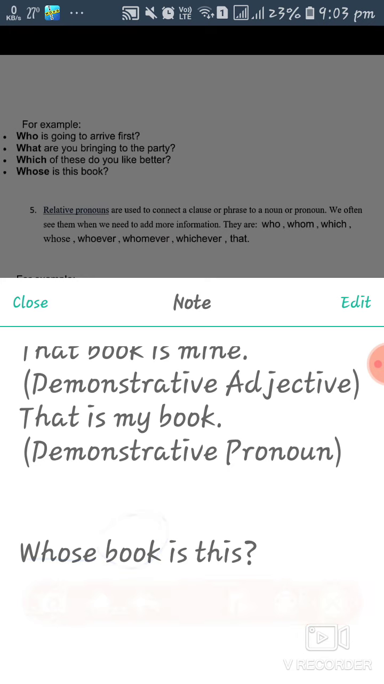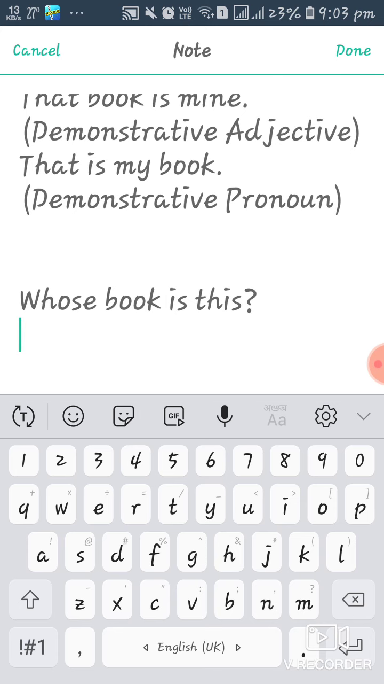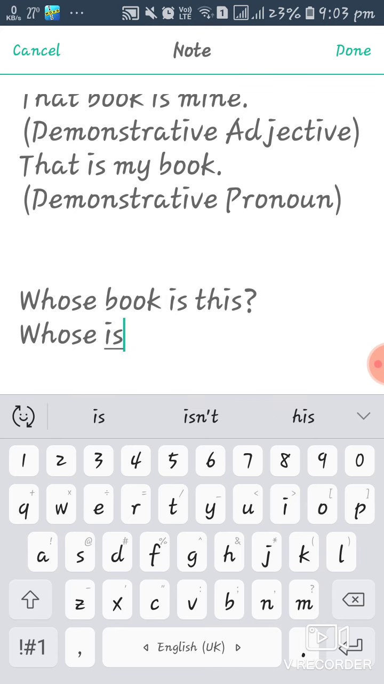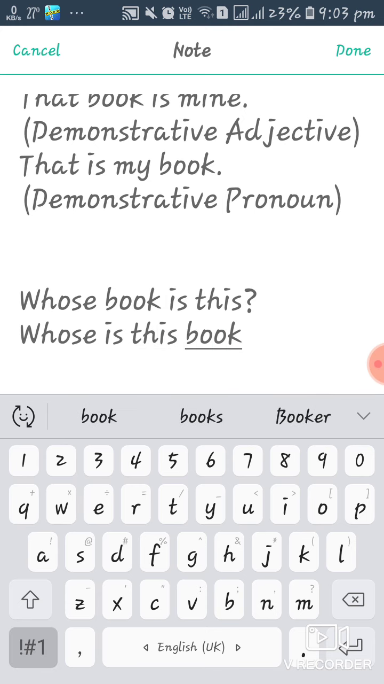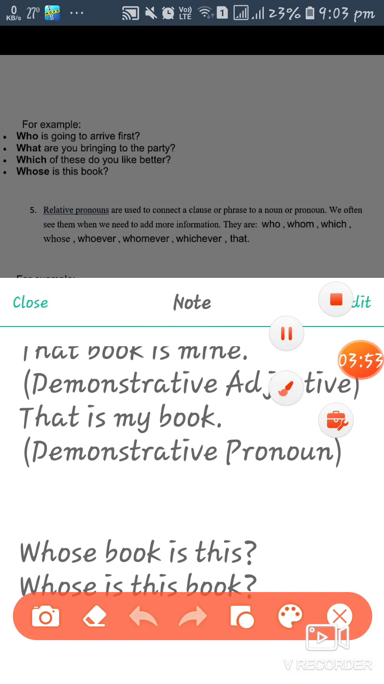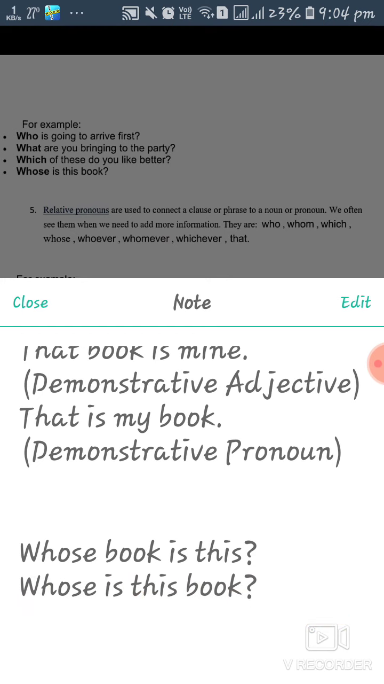Alright. But if we are writing, whose is this book, here the word whose is pointing out the book. It is asking a question. Alright. So whose is the interrogative pronoun. I hope you have understood till here.